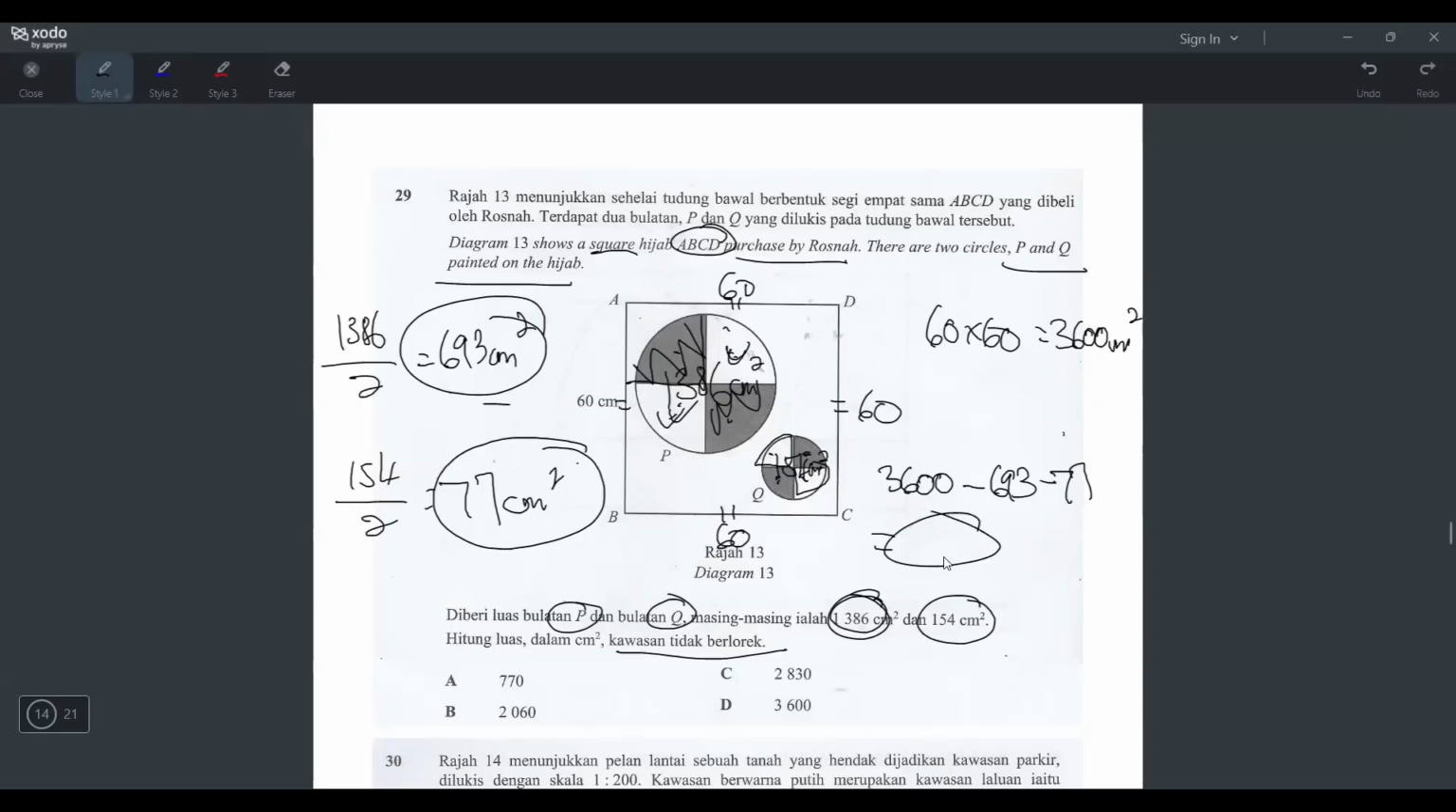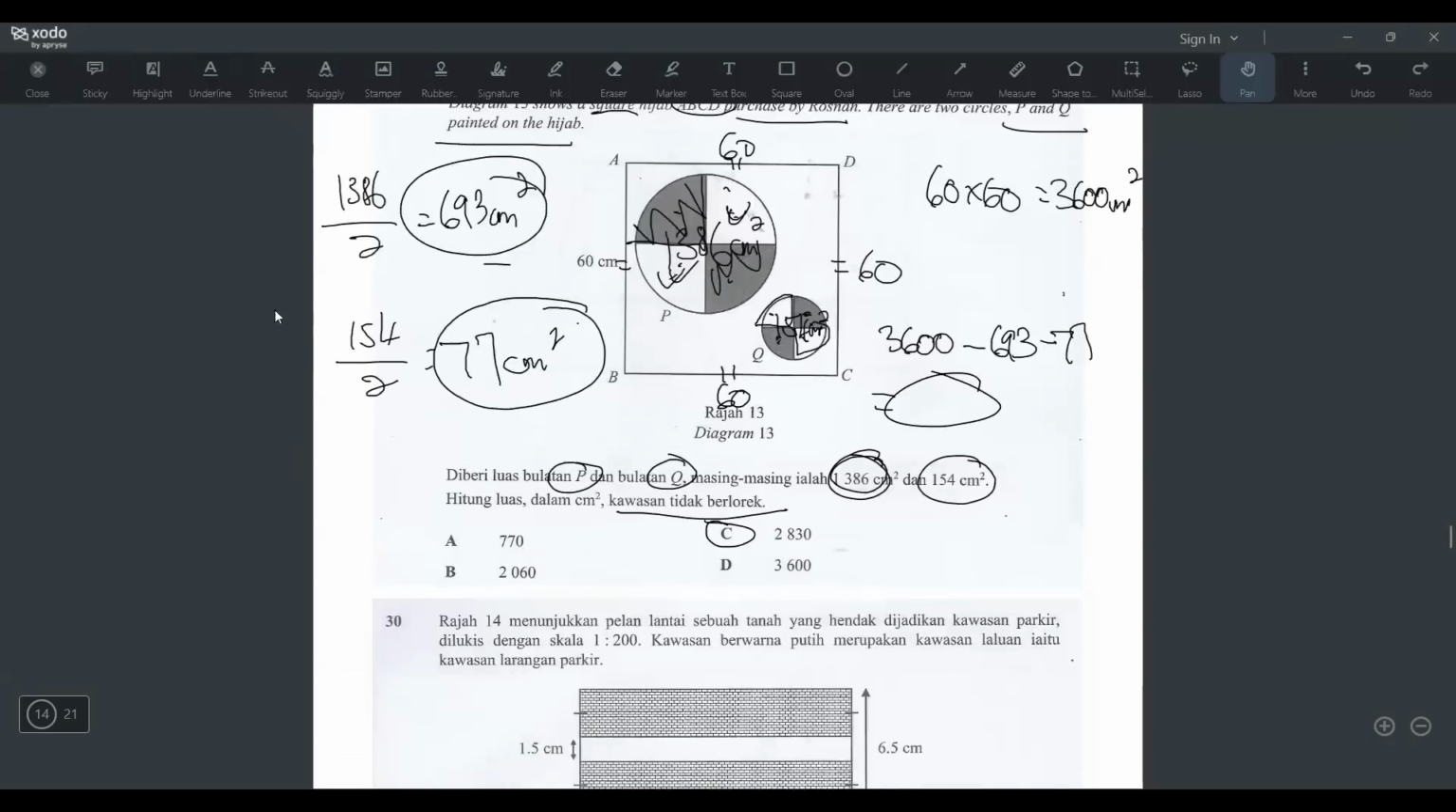So if you press this, you'll get the answer already. Okay? 3600 minus 693 minus 77. Okay, my calculator gives me 2830. So the answer is very obvious. C is the answer. All right. Hope you understand.